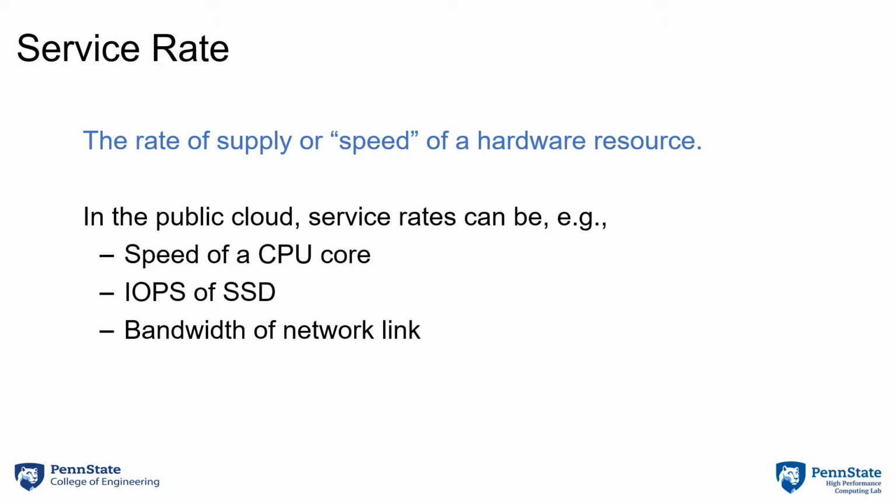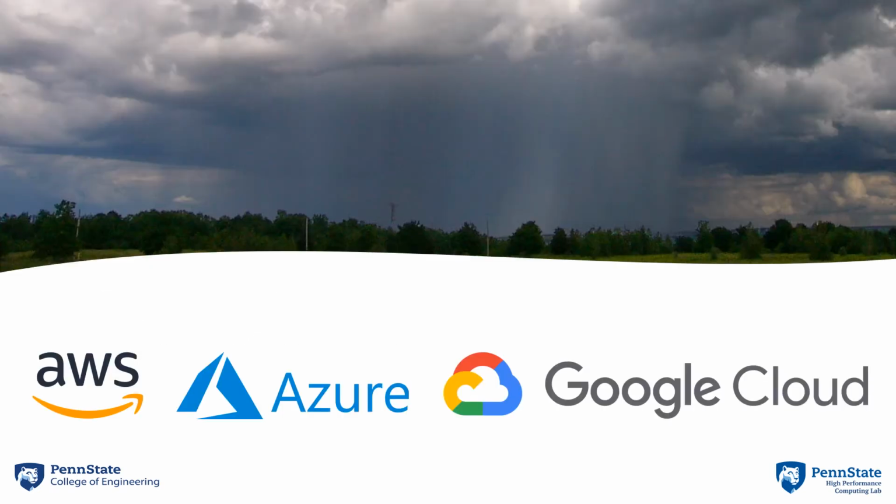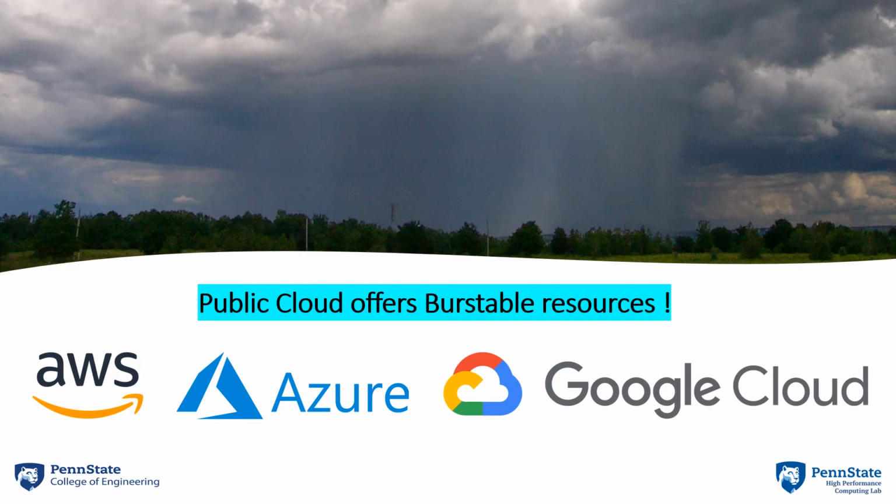The public cloud actually offers variable service rate. Providers like AWS, Azure, and Google Cloud offer what is known as a burstable resource. A burstable resource is a resource which has a variable service rate. So let's look at what burstable resources are.